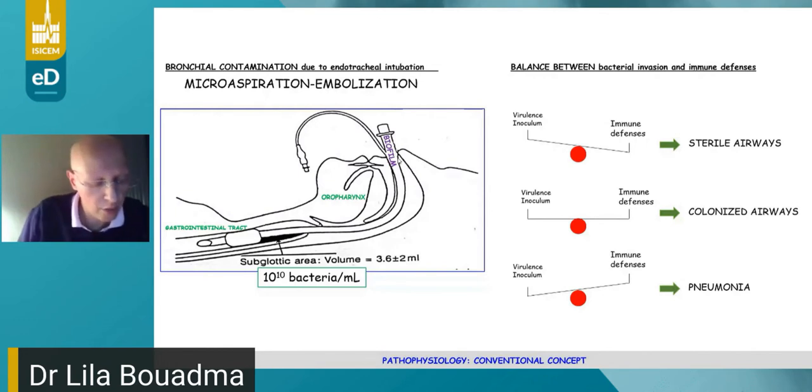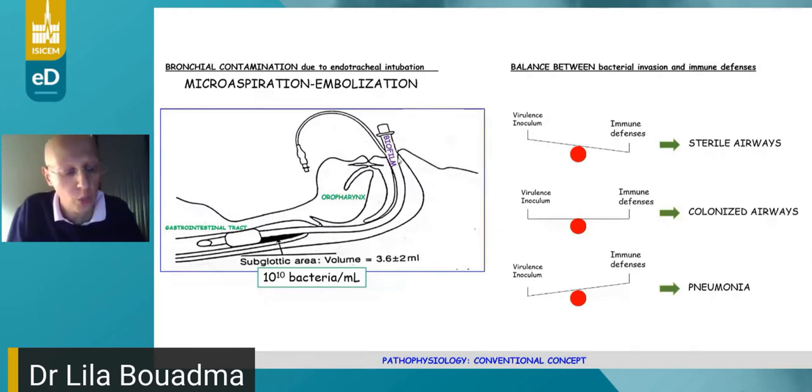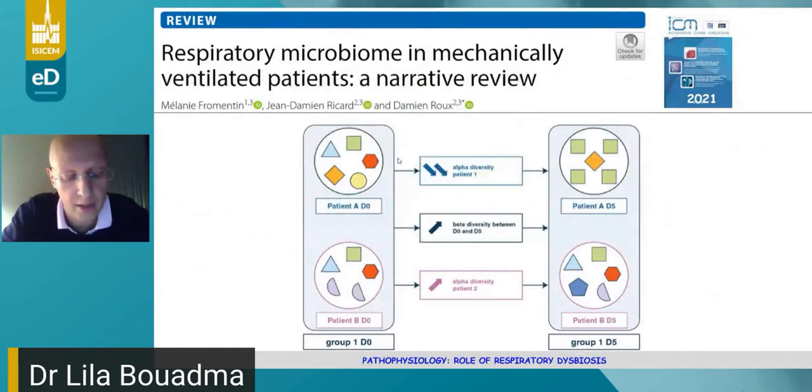On the right of the slide, you can see that the impact of bacterial invasion depends on both bacterial virulence and inoculum. In ICU, the balance between bacterial invasion and immune defenses is quickly altered, and colonization of the proximal airways occurs quickly in intubated patients. I would like to talk about two new insights that could explain why patients with ARDS are at risk of pneumonia: dysbiosis and hyperoxemia. First, dysbiosis.